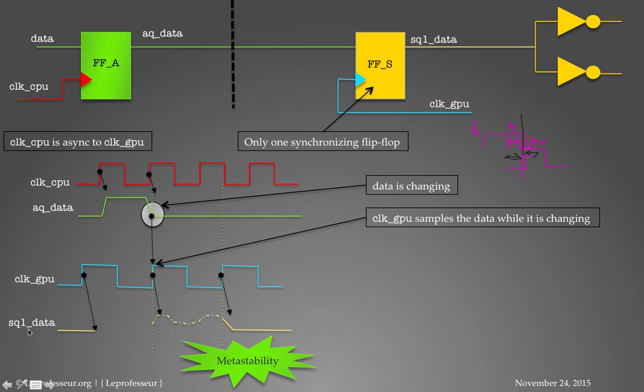So what's going to happen to the output SQ1 data is that this flip-flop will certainly go into a metastable state. We don't know what the output SQ1 data is. It's invalid. But after one clock cycle, when AQ data is stable, it will sample the correct signal and give you the proper output. But whether the value it sampled is correct or not, you don't know. We typically call that the flip-flop entering a metastable state.